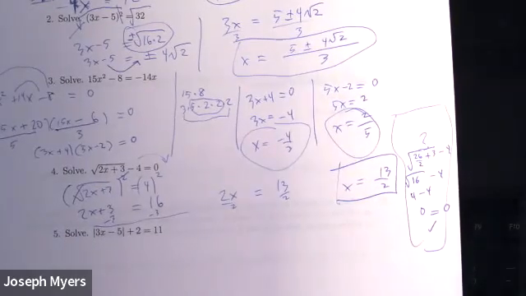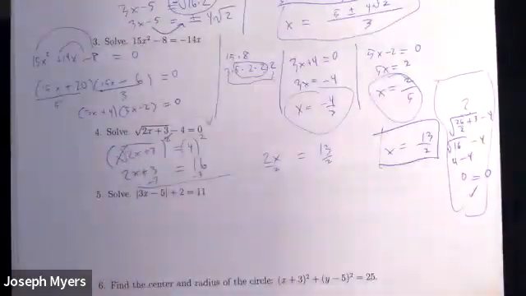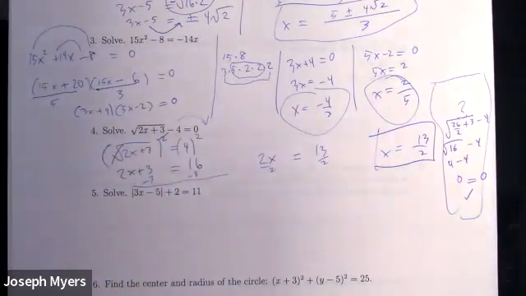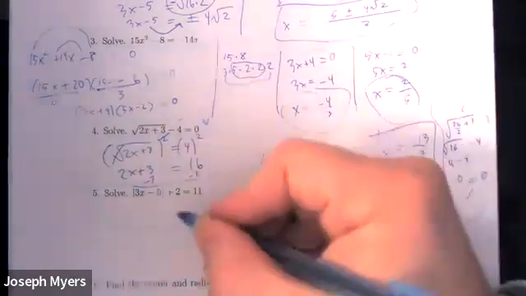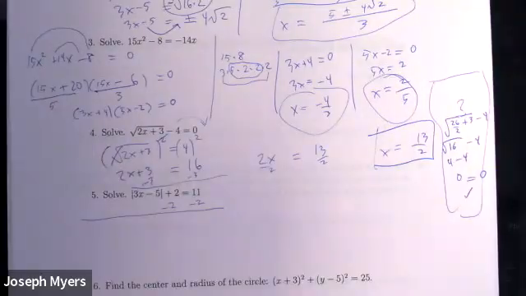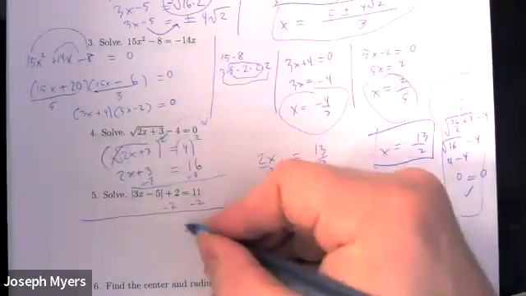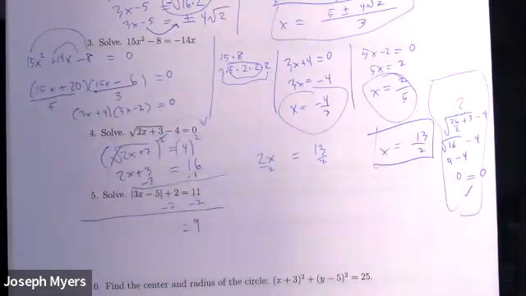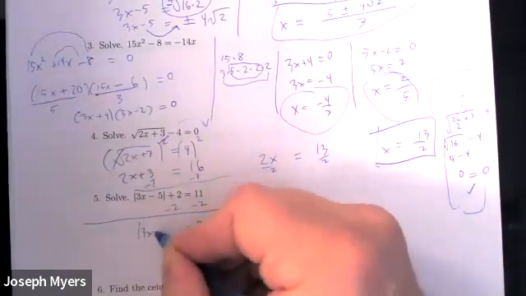Number 5. So this one, we have to get the absolute value by itself. So the first step is to subtract 2 from both sides. Boom, do that. And then what's 11 take away 2? 9. And then the absolute value of 3x minus 5 is what's left.